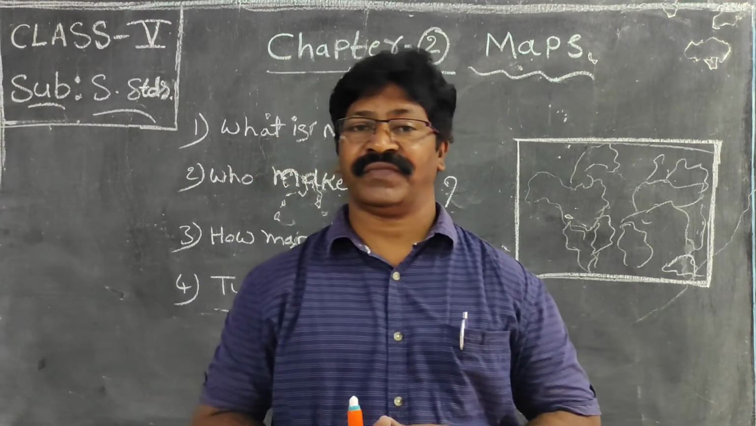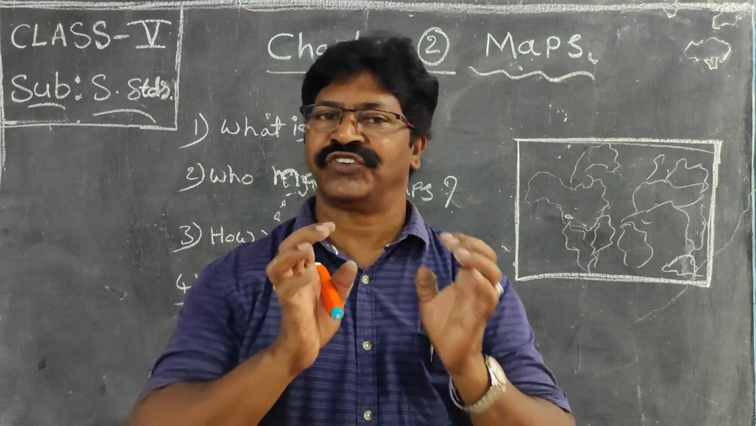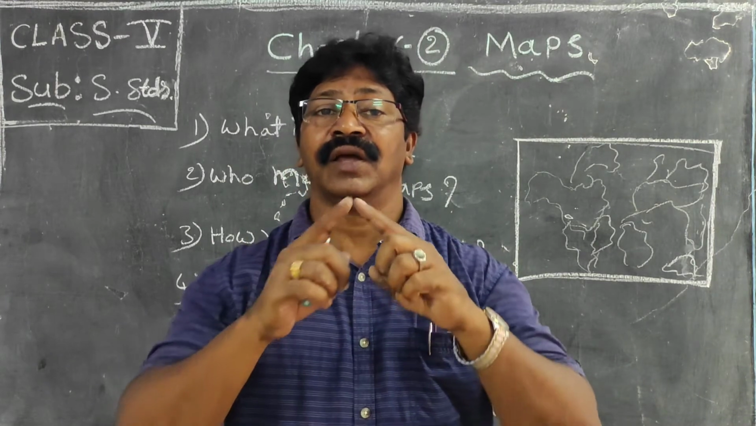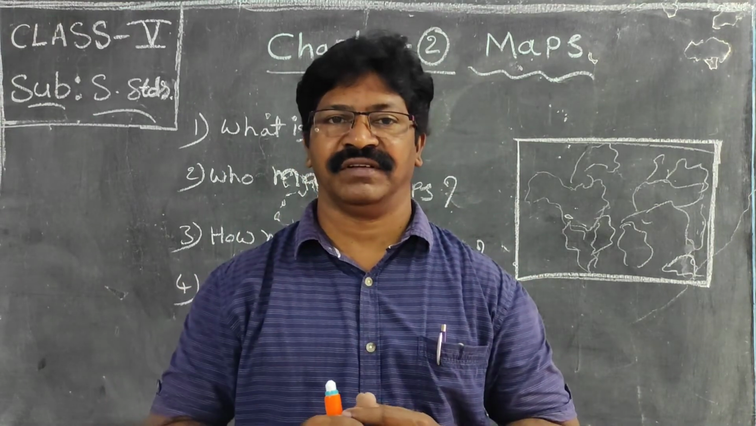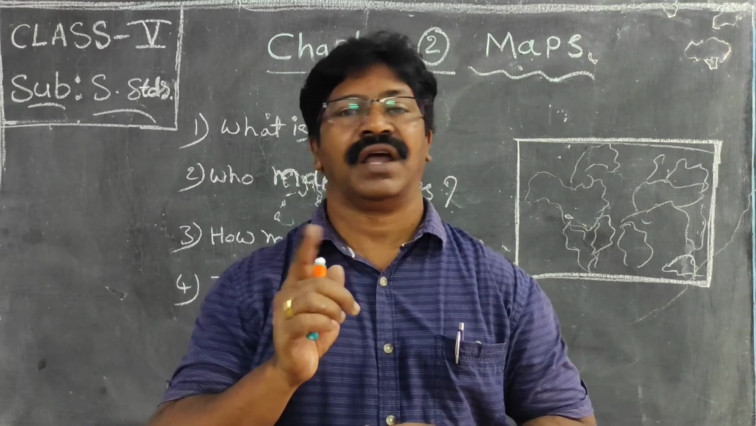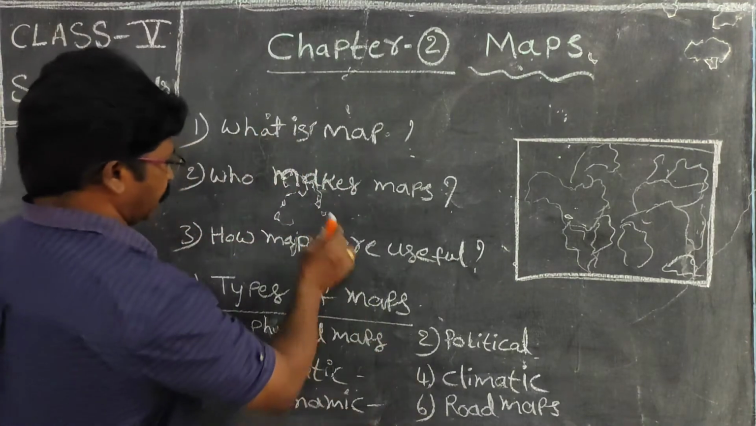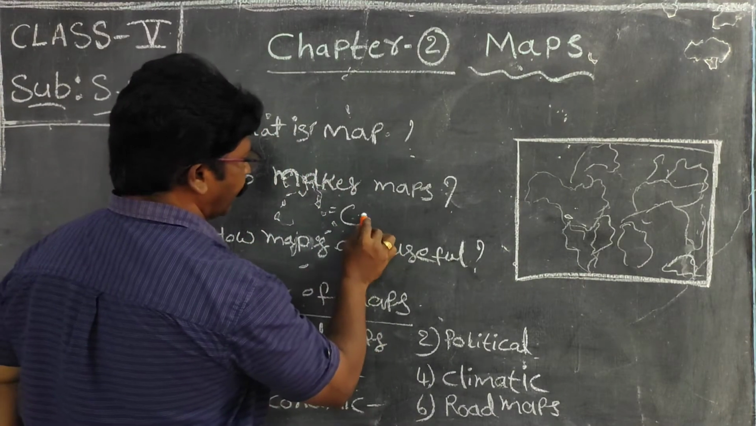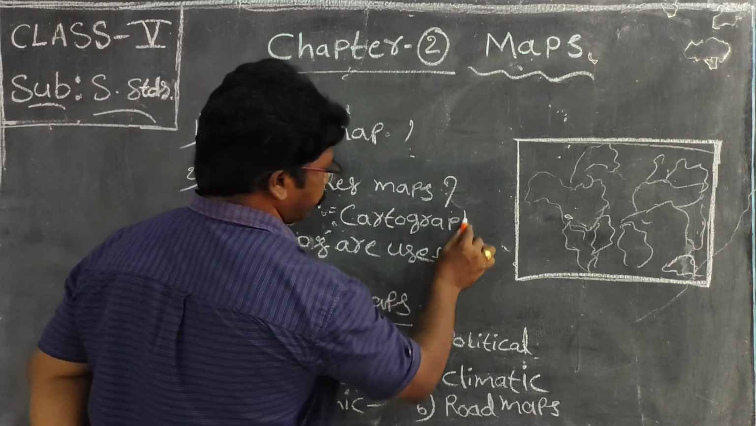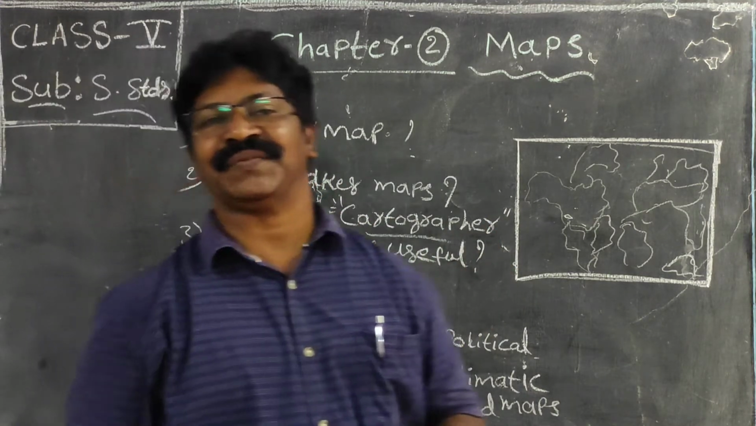Who will make the map? A person who makes maps as a profession. Many people take map making as a profession. It is like a job for them. So his name is cartographer. Let us see the word cartographer. The person who makes maps is called, write down, cartographer.